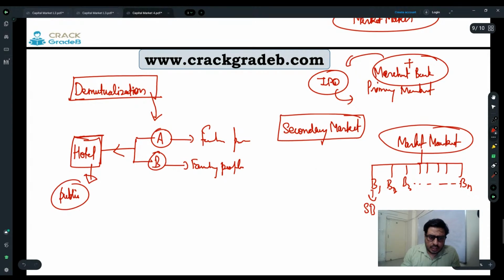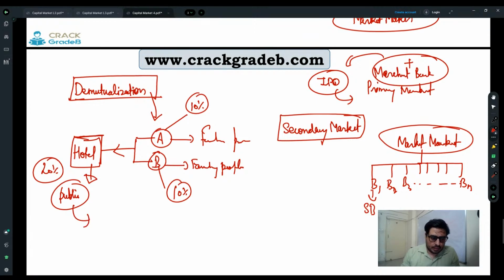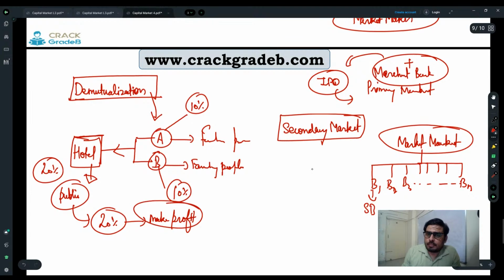Public means what? A is going to offload 10%. B is also going to offload 10%. So they are offering 20% equity of this hotel to the public. The public is going to acquire 20% in this hotel, right? What is the objective of the public? The public is interested in making profit. They want to make profits, and to make profits the public or investors are interested to invest their money in the hotel, right?